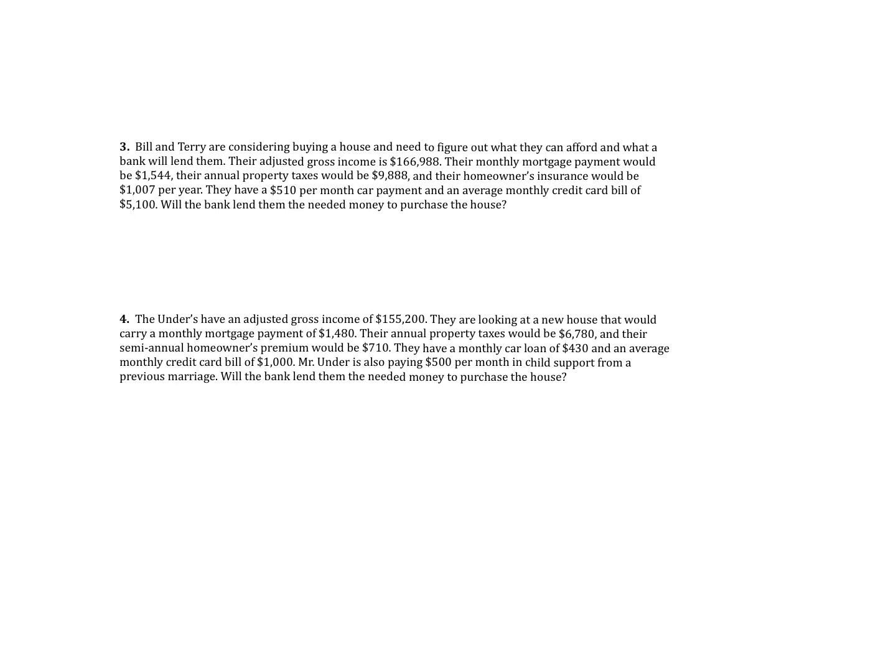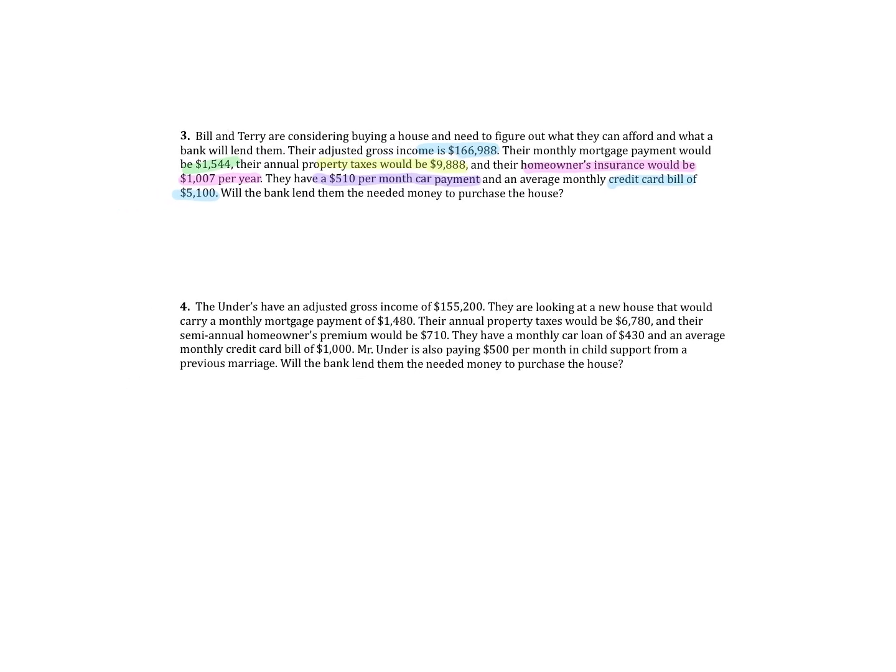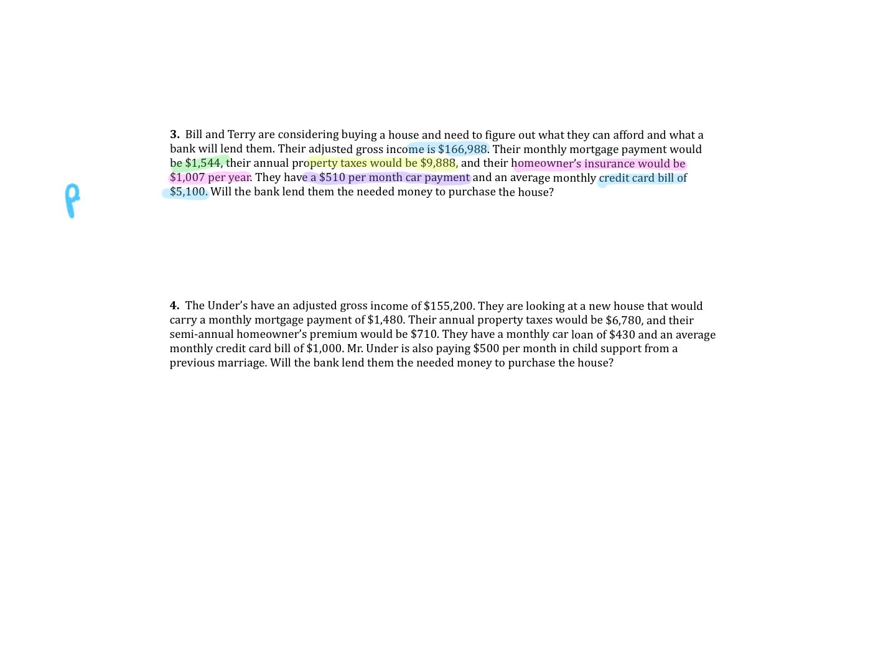Let's go through all of this. Buying a house, need to figure out what they can afford. Adjusted gross income is this. Mortgage payment is this. Annual property tax is this. Homeowner's insurance is this, but then they've got car payment and credit card bill. So they're adding all of those little extras, which means this is back end ratio.